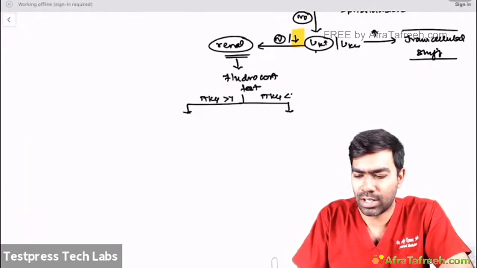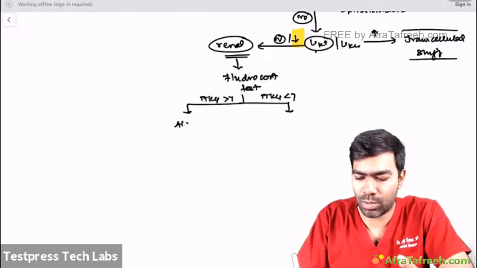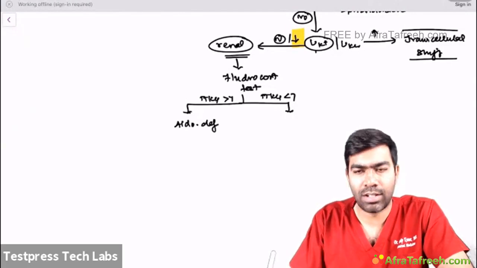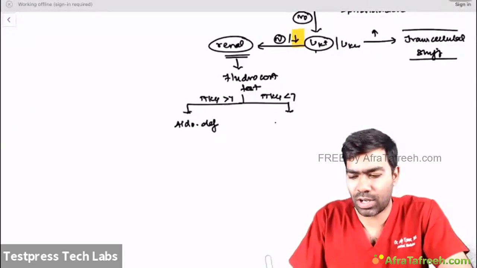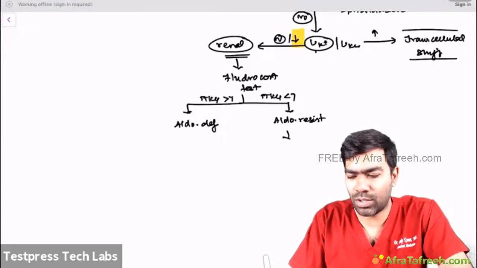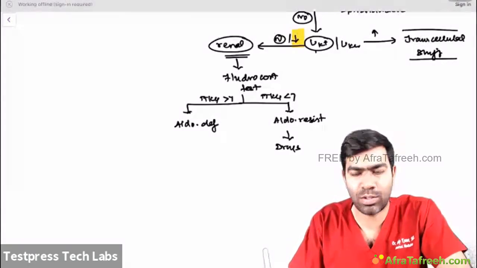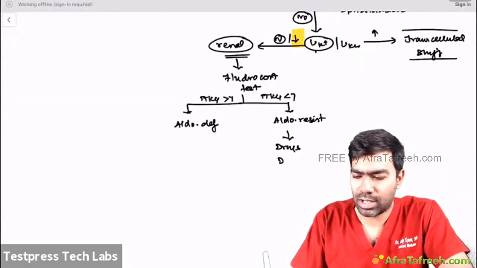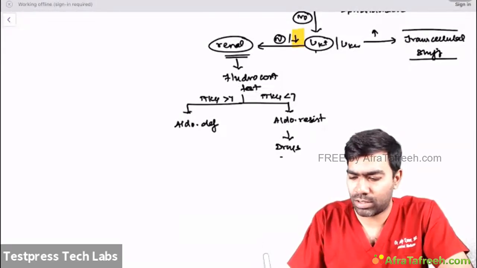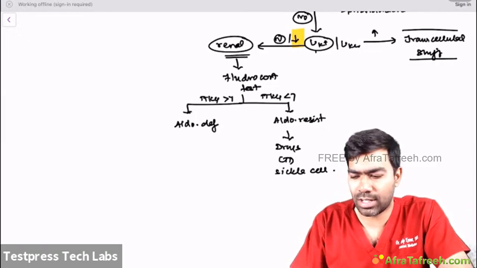If TTKG is more than 7, which means it's improving to fludrocortisone, I'm talking about an aldosterone deficiency here. Even after giving fludrocortisone, if it's not improving at all, I'm talking about an aldosterone resistance here. Aldosterone resistance has many causes, right from drugs like NSAIDs, beta blockers, calcineurin inhibitors, to conditions like connective tissue disorders, sickle cell disease, HIV. So many conditions are there. Anything can produce aldosterone resistance in this setting.